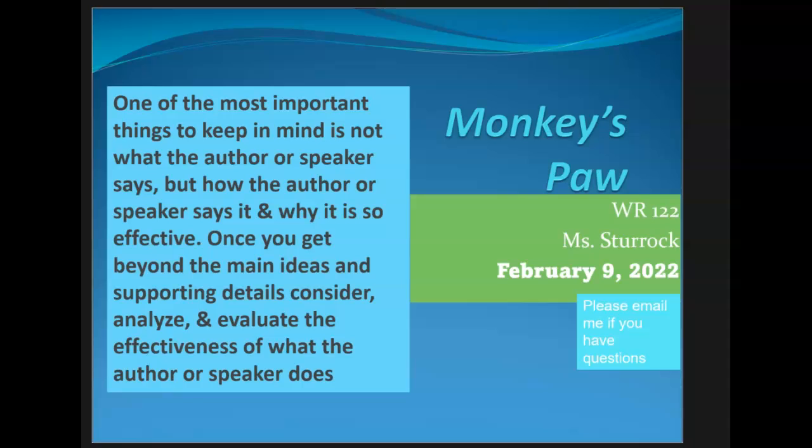So one of the most important things to keep in mind is not what the author or speaker says, but how the author or speaker says it and why it is so effective or ineffective. Once you get beyond the main ideas and supporting details, consider, analyze, and evaluate the effectiveness of what the author or speaker does, specifically in The Monkey's Paw, which you are going to read today.